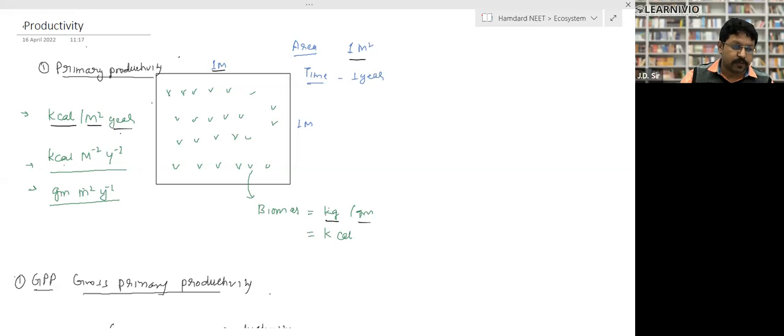We can write it this way: kilocalorie per meter square per year, or we can say gram per meter square per year, or kilogram per meter square per year, right? That is the unit of productivity. That's what I was asking. Got it or not? Clear?